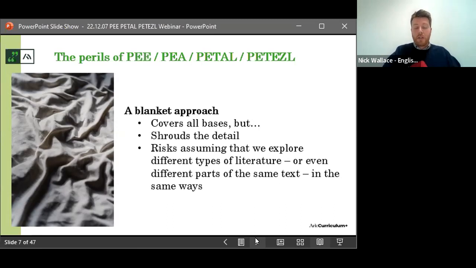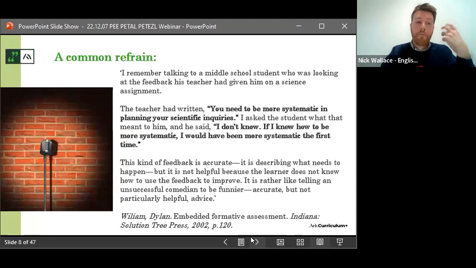When we begin to use those generic, laminated, stick-it-anywhere, blanket approach frameworks, we run the risk of obliterating all that detail, all of that nuance that makes literature, that makes reading so rich and engaging in the first instance. And a piece of commentary that really speaks to me about this is by Dylan Wiliam, a famous educationist, perhaps most famous for his writing on assessment. In this passage, he's speaking about a piece of science teaching that he saw, but I think there are a huge number of parallels with what we see in English as well.